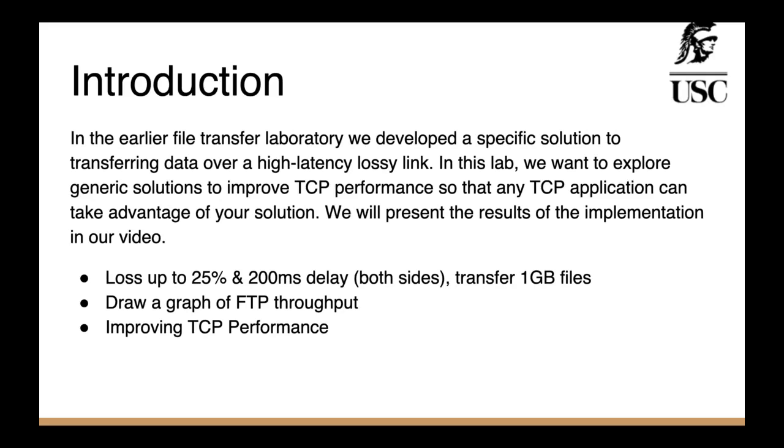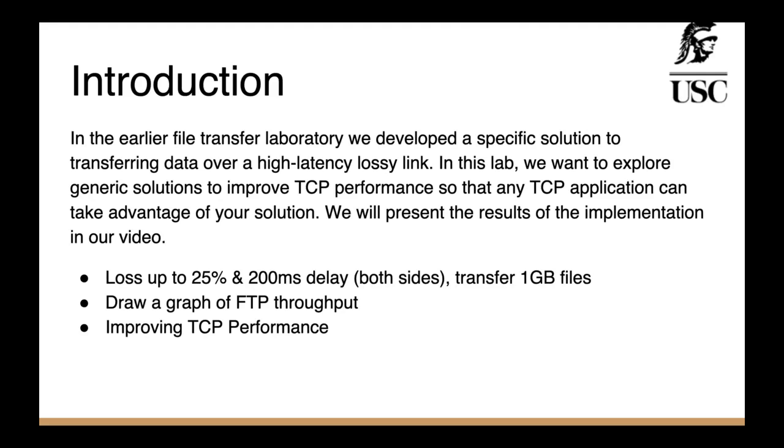First of all, we have to add the loss up to 25% on each side, and also set a delay of 200 milliseconds on each side. Since this lab needs a large initial window, we also need to transfer 1 gigabyte files. The second requirement is to draw a graph of FTP throughput for the first part of our laboratory. And the last requirement is to improve TCP performance by modifying the source code.